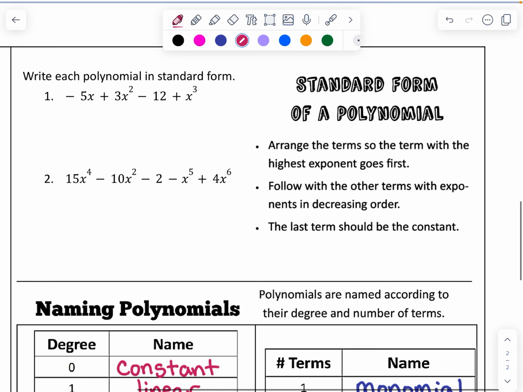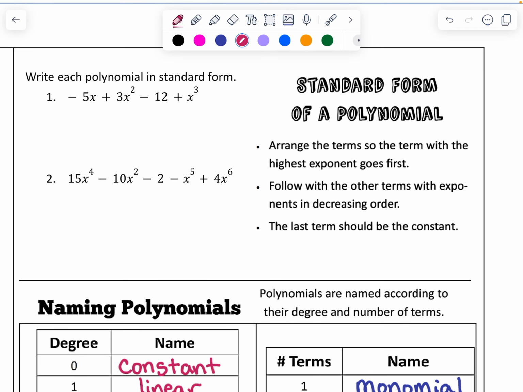Standard form. Standard form of a polynomial, we are going to arrange the terms so the term with the highest exponent goes first. And then you're going to follow with the other terms with the exponents in decreasing order. Last term should always be the constant.